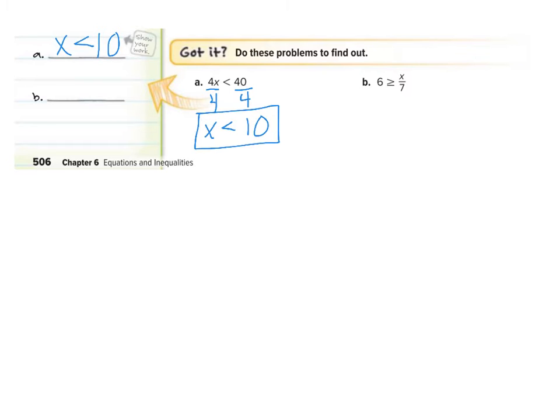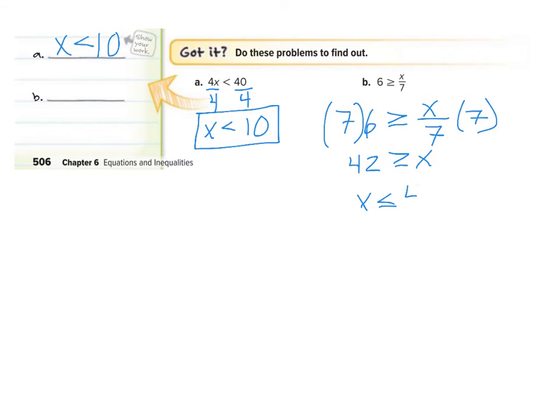For B, 6 is greater than or equal to x divided by 7. Multiply by 7 on both sides to get x by itself. 6 times 7 is 42, is greater than or equal to x. And I always like to rewrite my inequalities so that the variable is on the left. So in order to make that true, I would write x is less than or equal to 42.